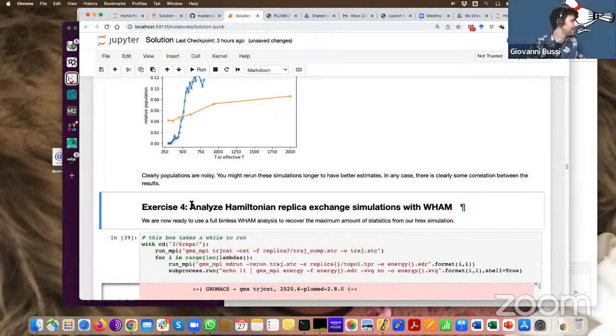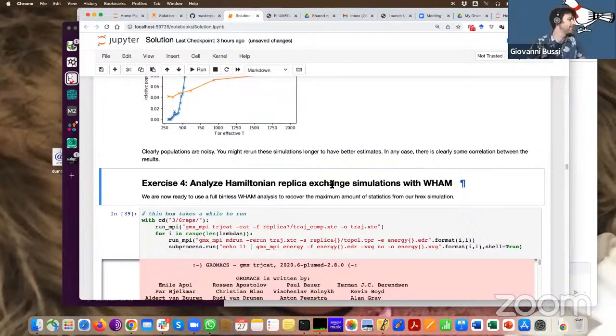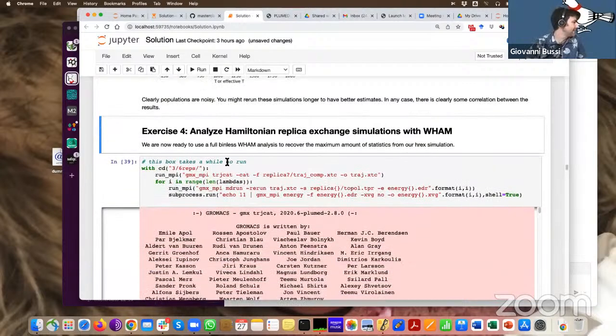Next point, analyze. So exercise number 5 was not the optimization, it was still 1. So at least one of you has done this exercise as well. So let's see how I did it. This is just analysis. It's the same simulation analyzed here. We discussed how to do WHAM. What I call WHAM here is actually binless WHAM. We discussed how to do it in the previous masterclass.